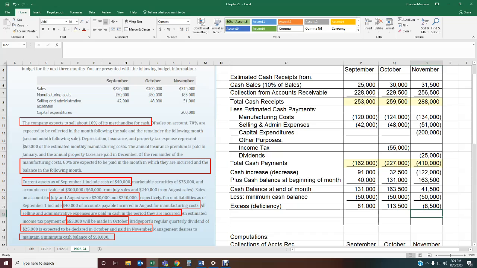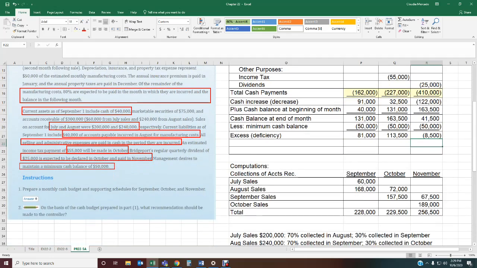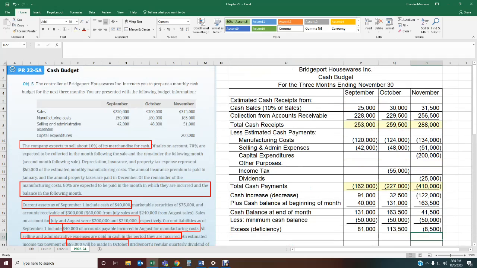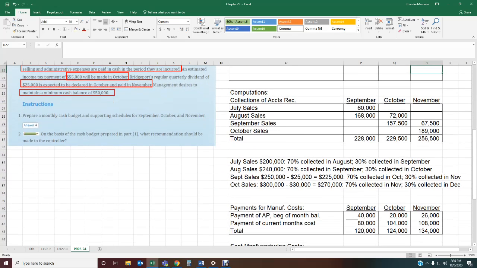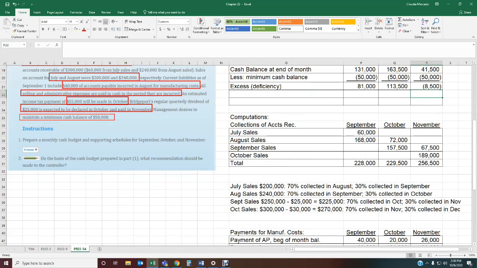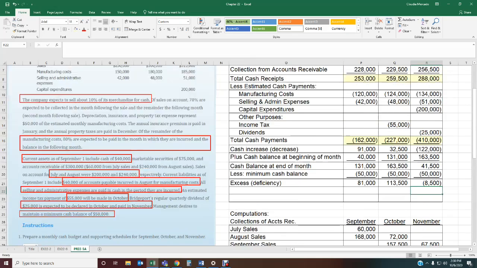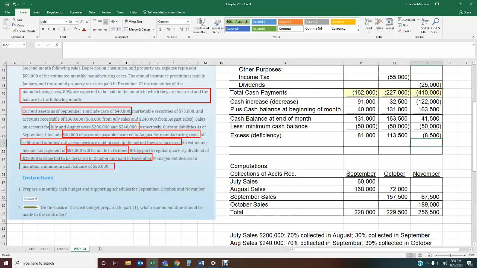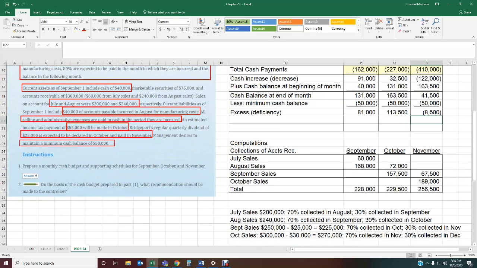Even by keeping those $50,000, we're still going to have $81,000 and $113,500 in September and October in our accounts, but then we'll be short in November. And the main reason we're going to be short in November is because we had that huge capital expenditure of $200,000. Now, this is the first requirement, preparing the cash budget, and then we have the two schedules of how we came up with our collections of accounts receivable and our payments for manufacturing cost. Now, the second component is on the basis of the cash budget prepared in part 1, which is what we have right here, what recommendations would you make to the controller?